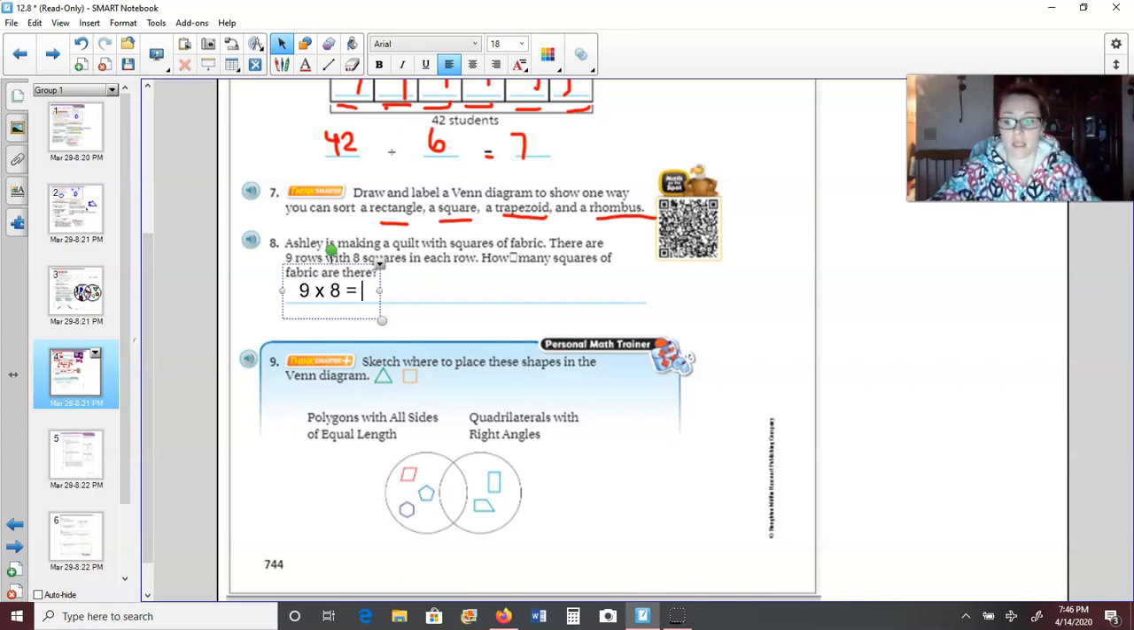That 9 times 8 equals 72. So she has 72 squares.